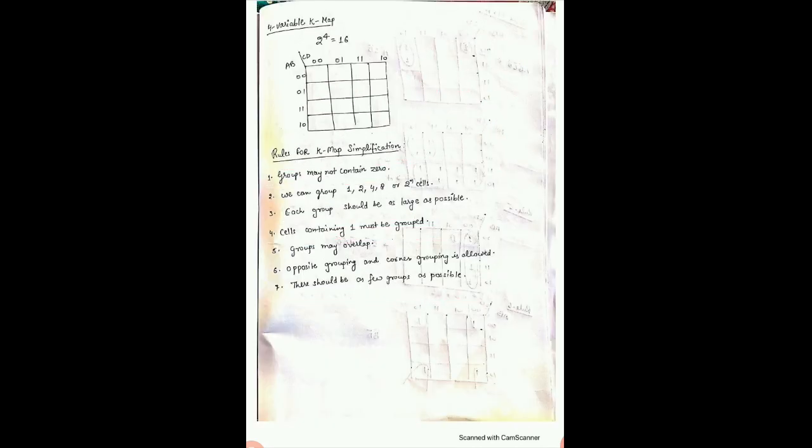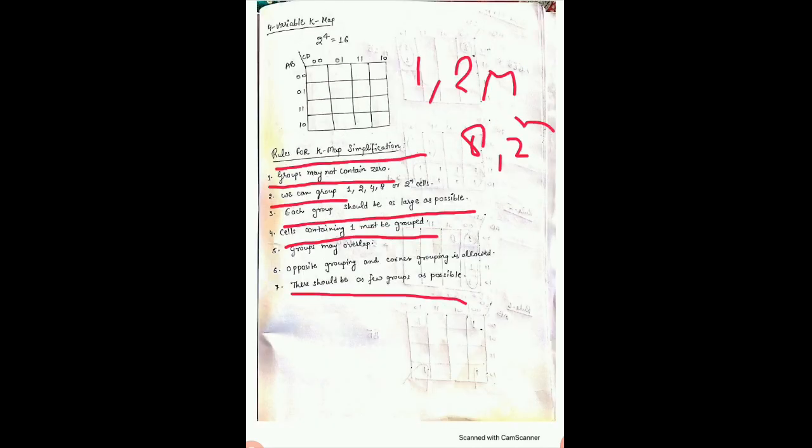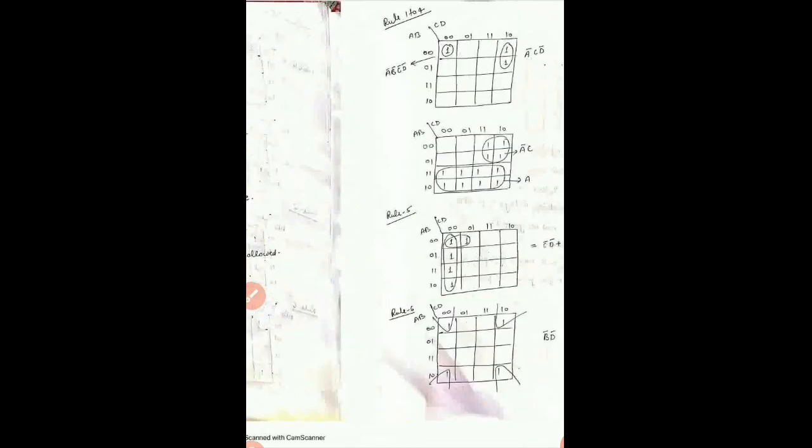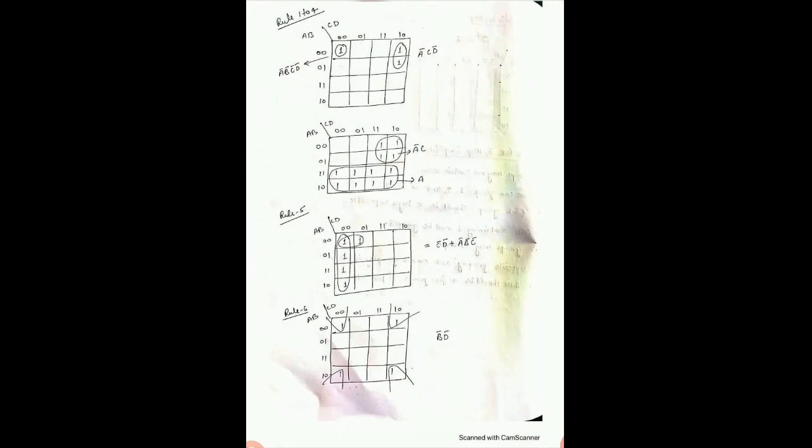Then the 6th rule is opposite grouping and corner grouping is allowed. Opposite grouping and corner grouping will be allowed, and there should be as few groups as possible. Okay, so these are the 7 rules for K-map simplification. Now we can give an example of this grouping.